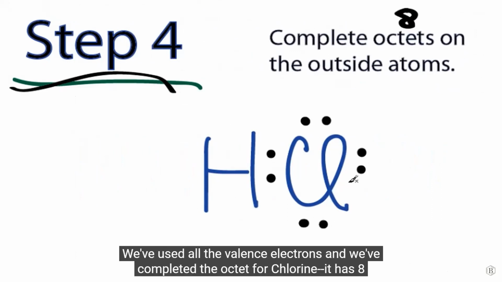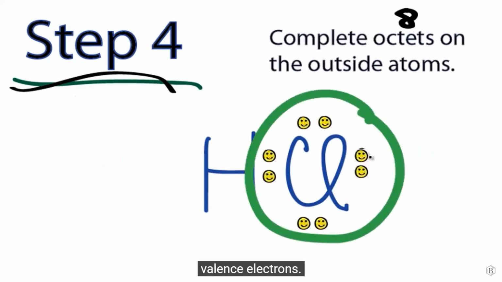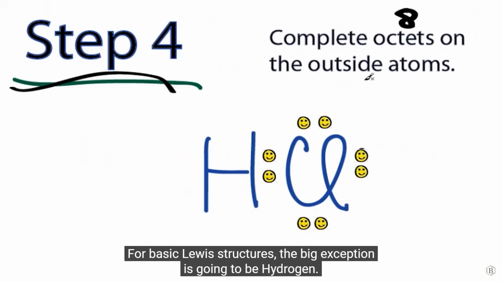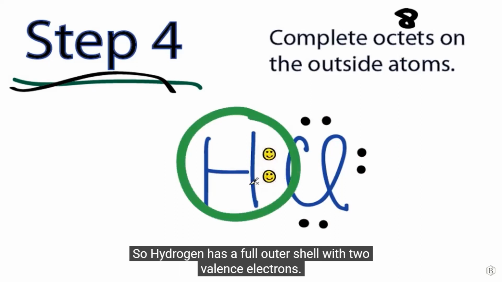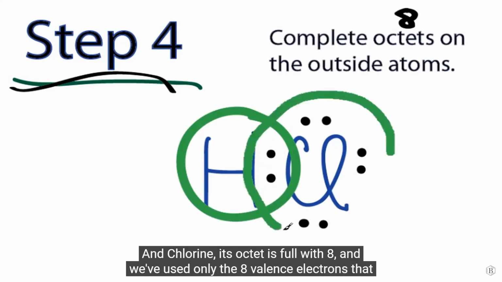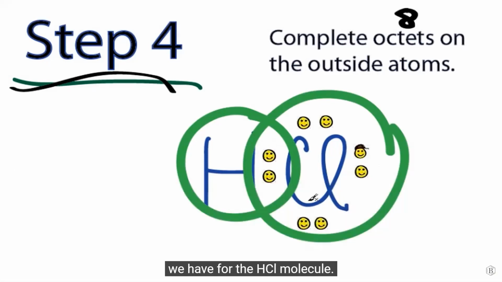We've used all the valence electrons, and we've completed the octet for chlorine. It has 8 valence electrons. For basic Lewis structures, the big exception is going to be hydrogen. It only needs 2 valence electrons for a full outer shell. So hydrogen has a full outer shell with 2 valence electrons. The chlorine, its octet is full with 8, and we've used only the 8 valence electrons that we have for the HCl molecule. We're done with this structure.